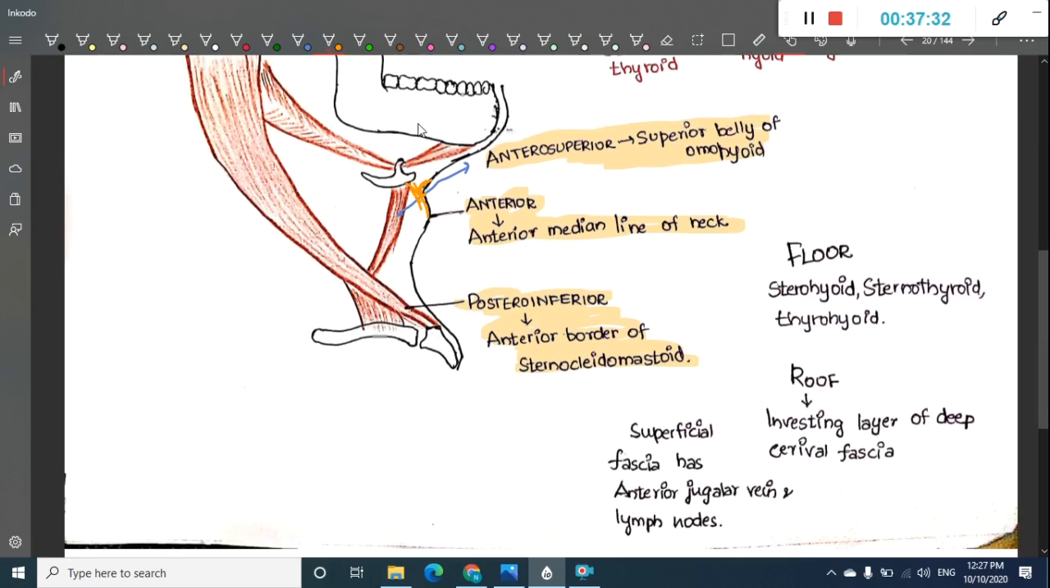What is the floor made up of? These floor muscles are also important. The floor is made up of sternohyoid, sternothyroid, and thyrohyoid. The roof is the investing layer of deep cervical fascia. Here the superficial fascia has the anterior jugular vein and its lymph nodes.